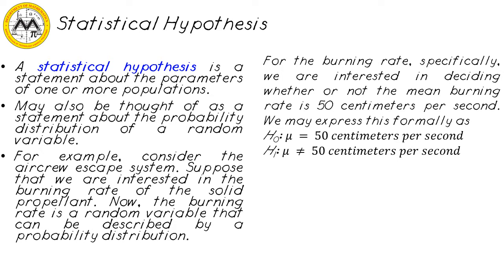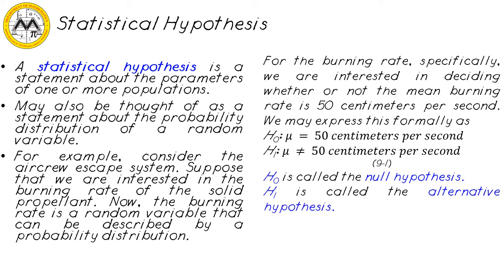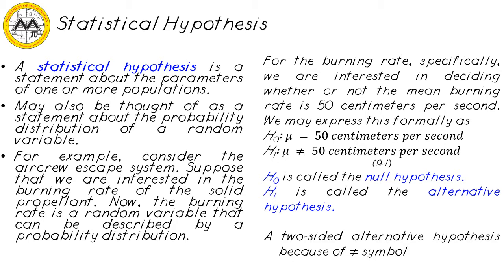We have to prepare an alternative if this is not true. So that's the alternative hypothesis H1: mu is not equal to 50 centimeters per second. H0 is the null hypothesis. H1 is called the alternative hypothesis. This is a two-sided alternative hypothesis because of the symbol not equal.